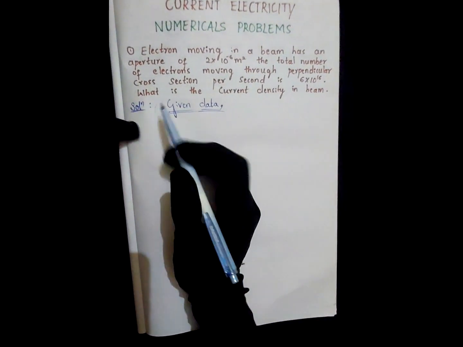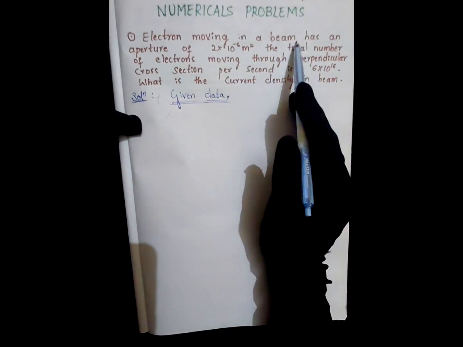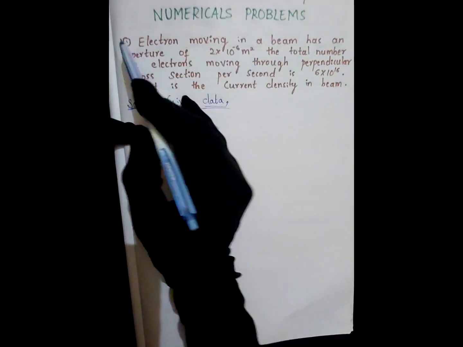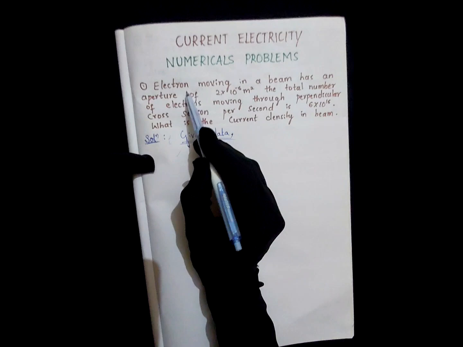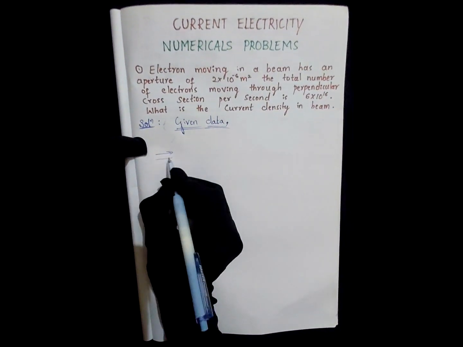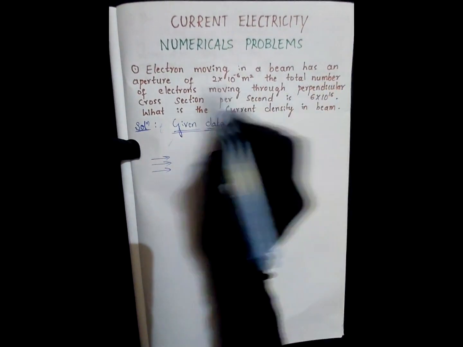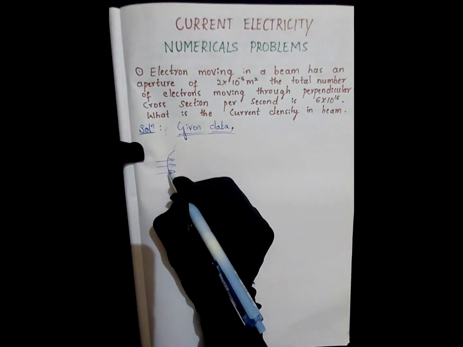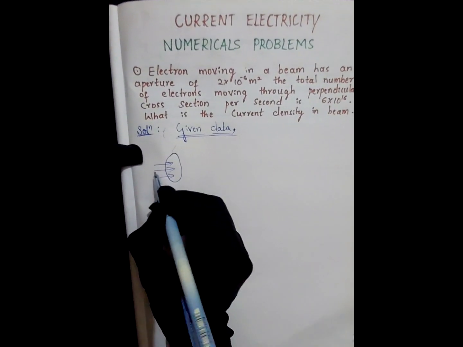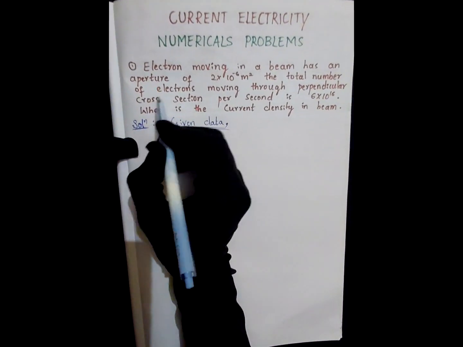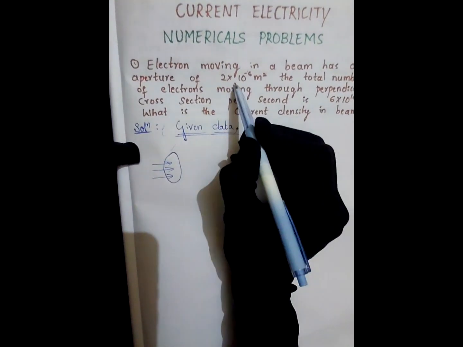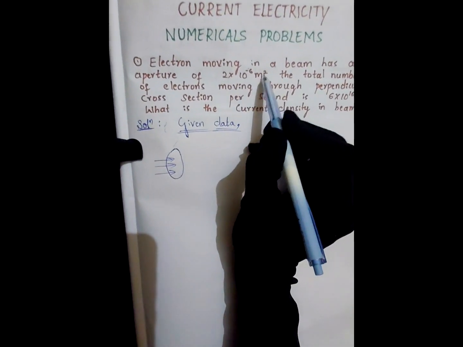See the problem. Electron moving in a beam. Beam means what? Bunch of electrons or group of electrons. Electron means what? Negatively charged particle. Moving in a beam means not only one electron, there are a group of electrons like this. Aperture is considered as one opening or one area in which the electrons or particles can move. So, electrons moving in a beam with an aperture of 2 into 10 to the power minus 6 meter square.